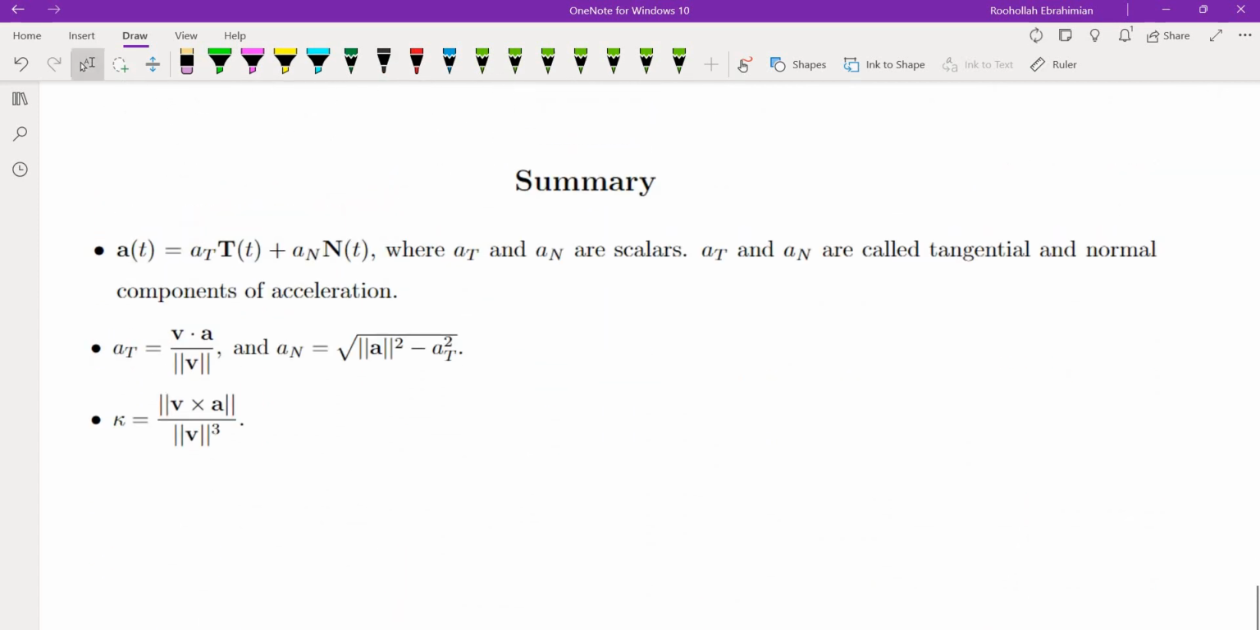To summarize, we talked about tangential and normal components of acceleration. We talked about how to find them, and then we talked about how to find curvature. So I will see you in the next video.